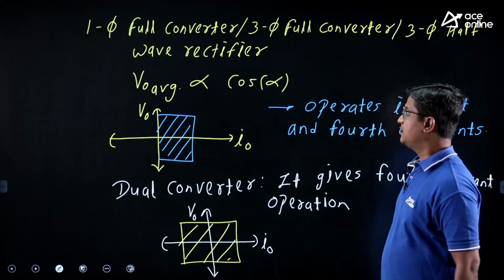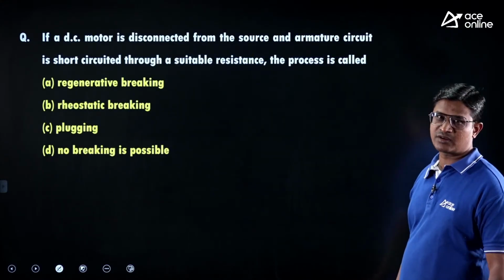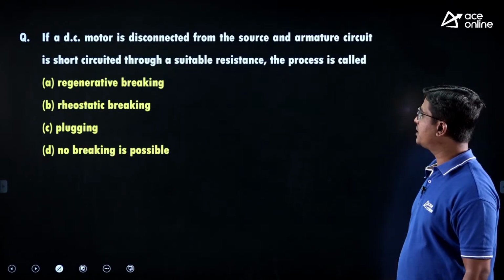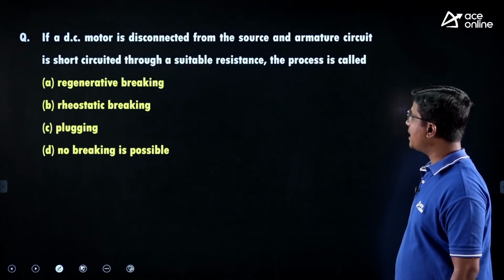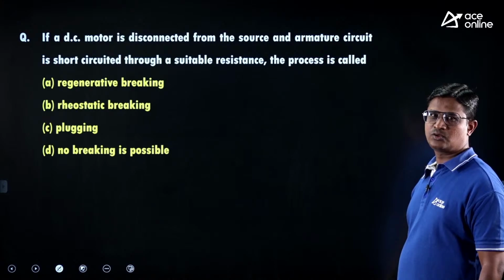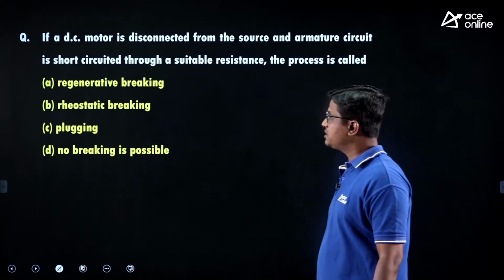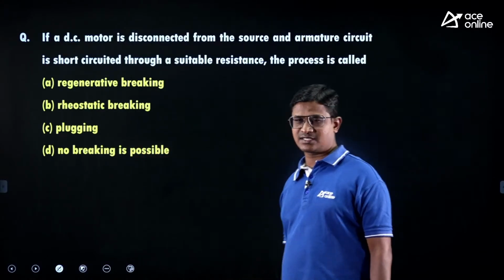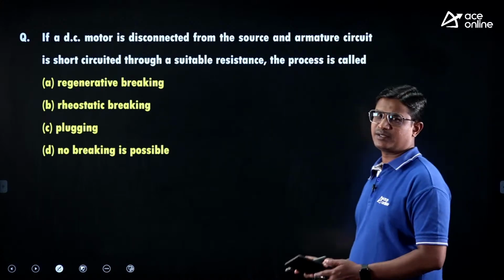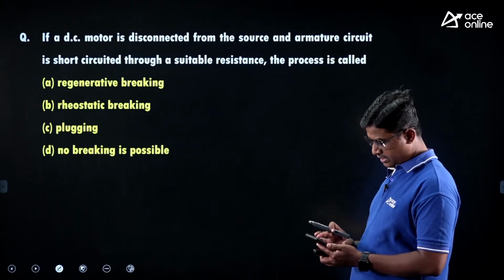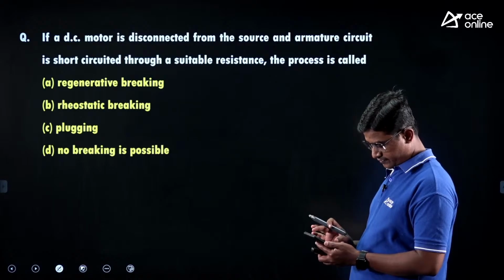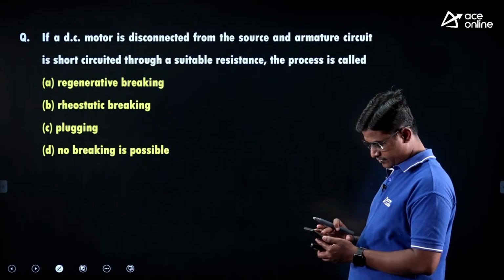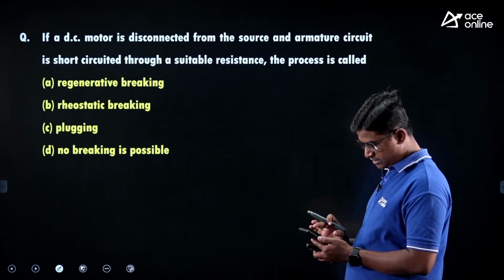Okay, right. So let us discuss some important questions. If a DC motor is disconnected from the source and the armature circuit is short circuited through a suitable resistance, the process is: regenerative braking, rheostatic braking, plugging, or no braking is possible. Can anyone answer? Very simple question. Here he is asking what is the type of braking, or whether braking is possible or not. You can post your answers in the chat box.